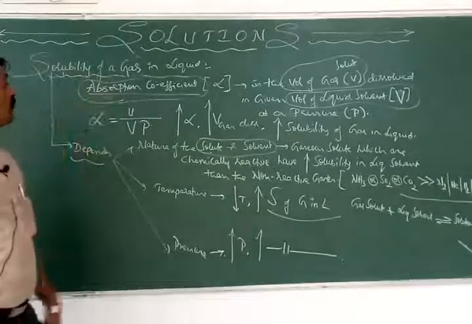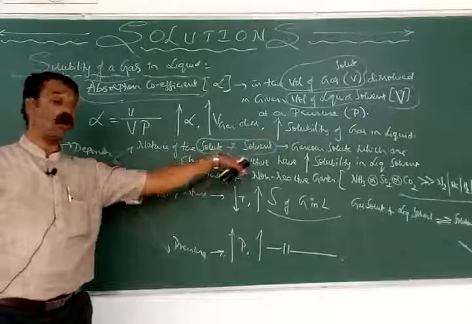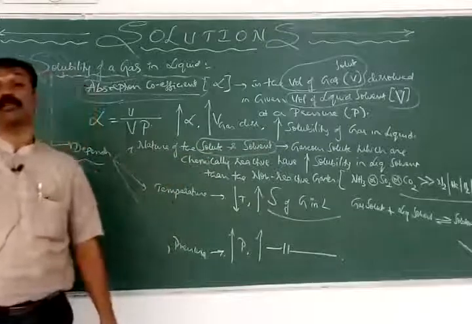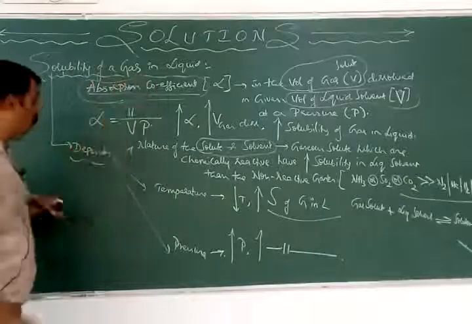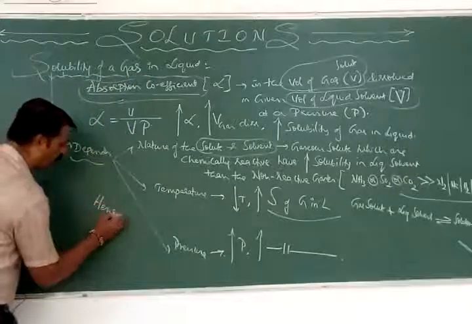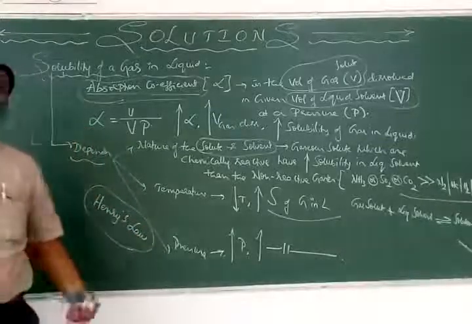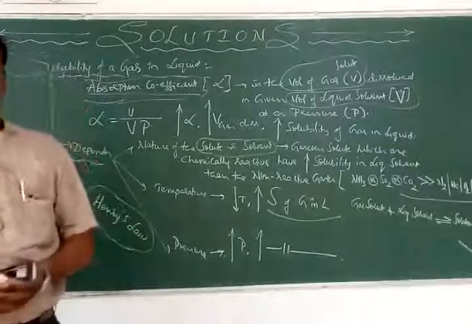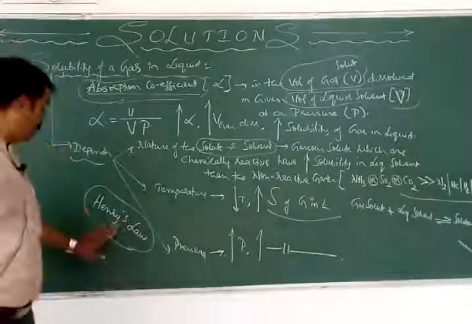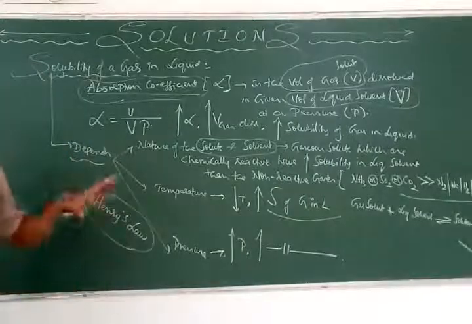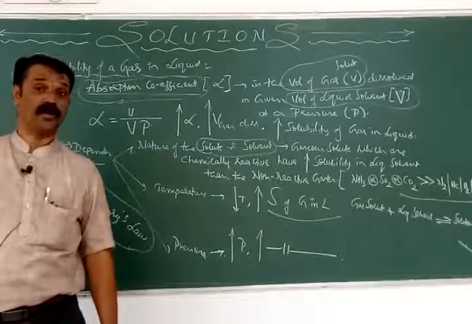But to express the concept in the form of which one? The solubility of a gas in a liquid depends upon the nature of the solute along with the solvent. Then it depends upon the temperature along with the pressure. Okay. So this concept of solubility of a gas in a liquid is clearly explained by one law, and that law is called which one? Henry's law. So that concept of Henry's law we'll discuss in the next session of this particular solution chapter. Okay, so thank you.